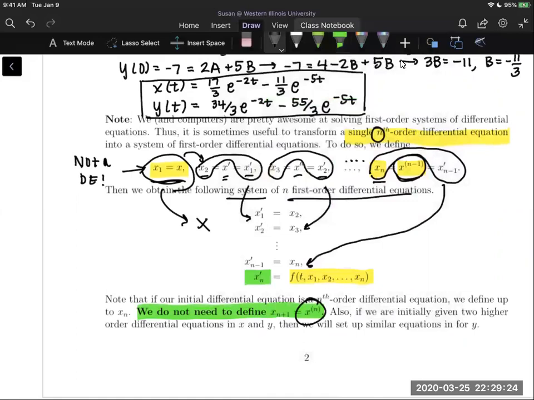Something that I didn't state up above is that we can also set this up if we have a system of DEs. So if we have a system of two higher order DEs, we can go through and write them as a whole system of first order DEs. So we'll see some examples in that case.